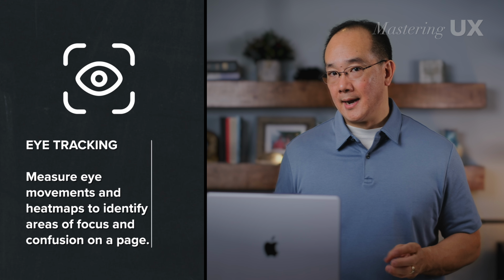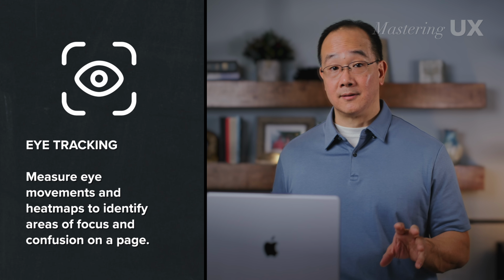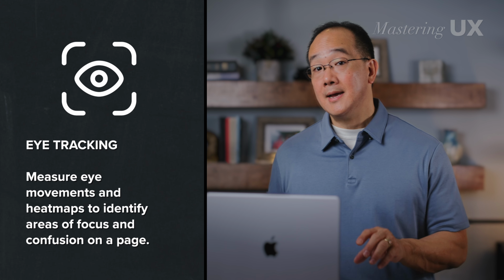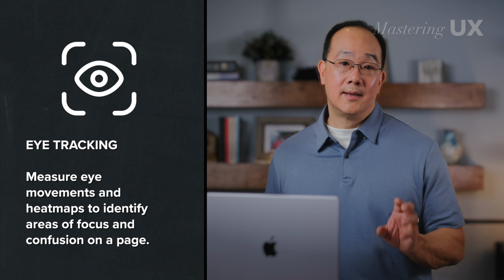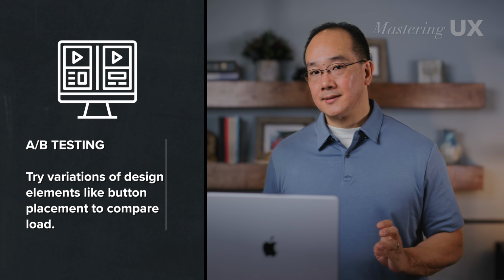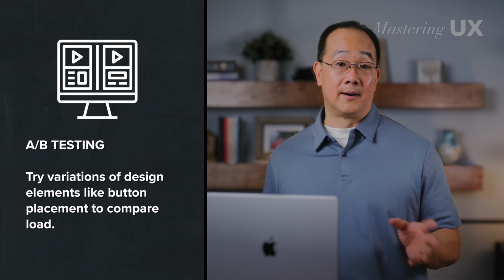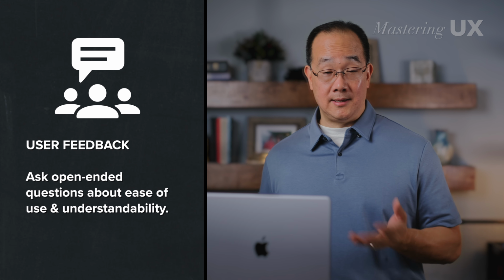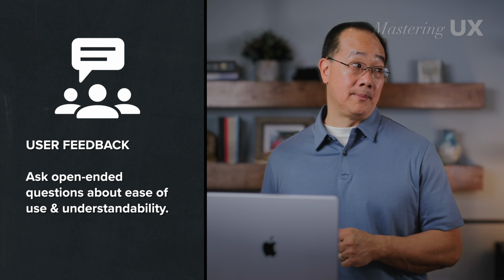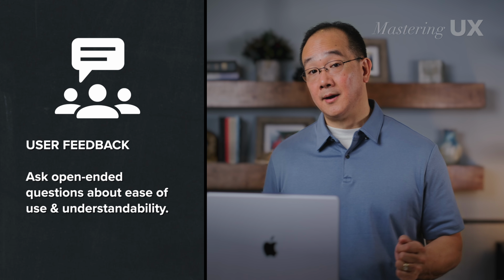We can do eye tracking. Sometimes a lot of attention in a certain area is a good thing, and that's where we want them to focus. But it also may be an indication that they don't understand the label that we've used. With A/B testing, you can try various design elements or button placements to compare the load. And then there's user feedback. We can ask open-ended questions about the ease of use and the understandability, maybe at the very end of the test or after finishing a section of the usability test.